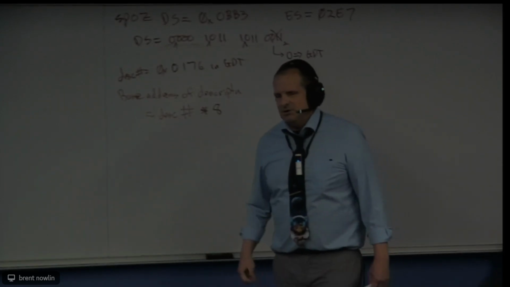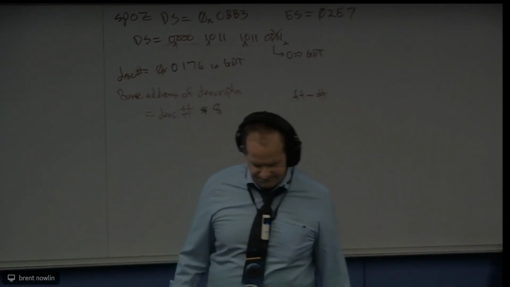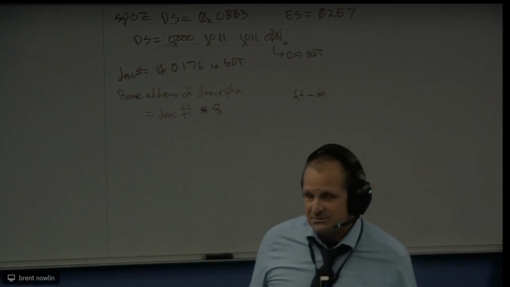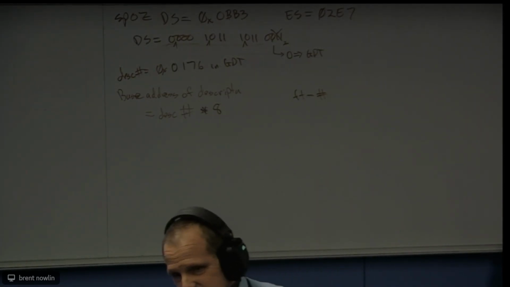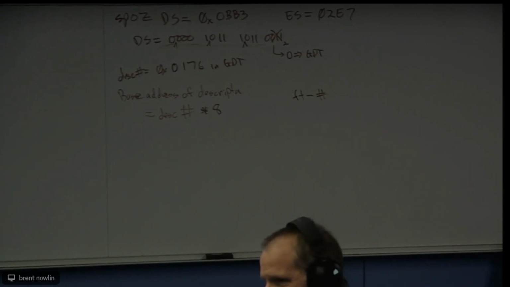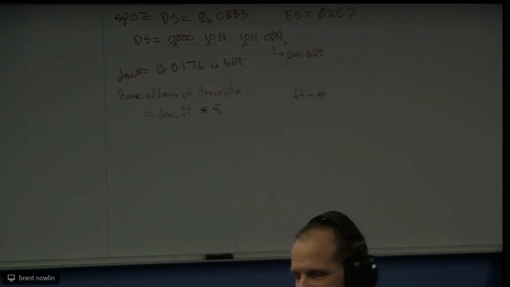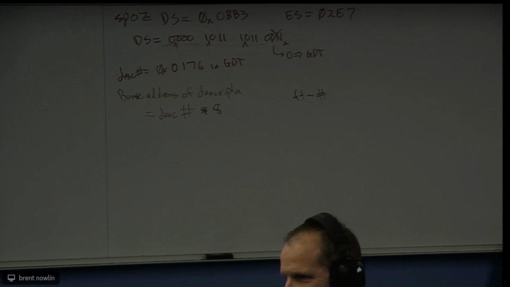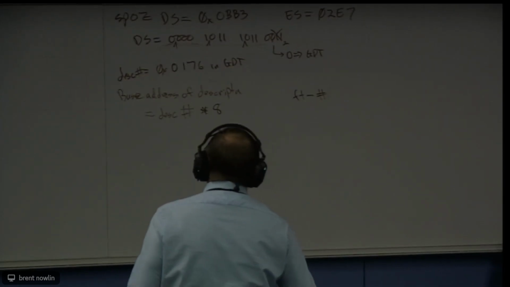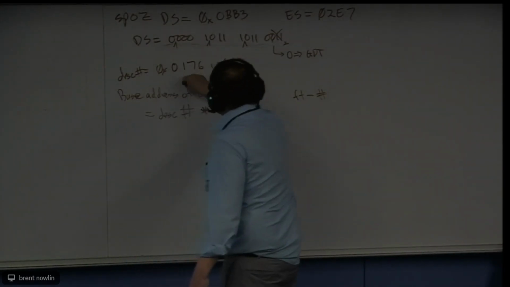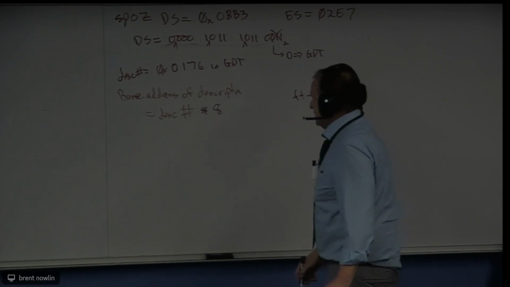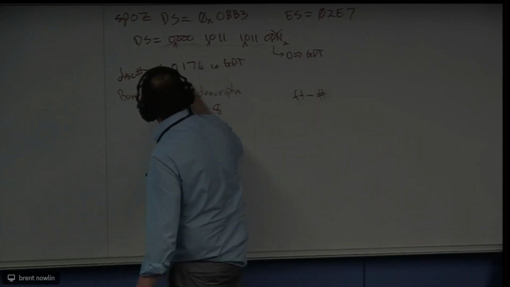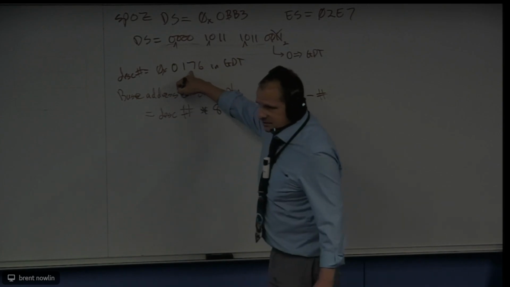Anyway, you multiply descriptor number times 8. How do we multiply anything times 8? Especially if it's in binary or hex. You just shift. So what's the descriptor number? 0176, right? So 0176, this is hex. Convert it to binary. Going to do it the long way.